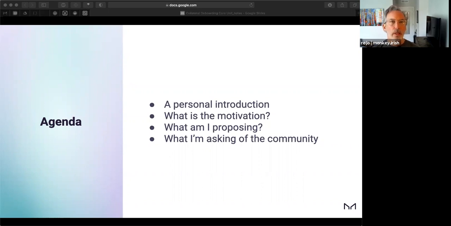As for the agenda, I want to take a small amount of time to introduce myself to the community and share with you my background with the Maker Foundation and prior experience that I believe is relevant to this core unit. Next, I'll share the motivation and why I'm proposing this core unit. And last, I'll discuss what I think is needed to move this core unit forward in the governance process. So with that, let's begin.